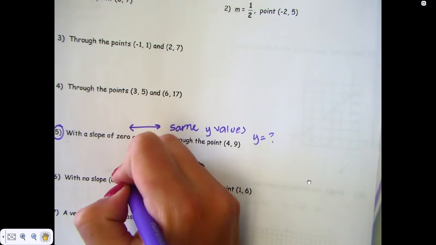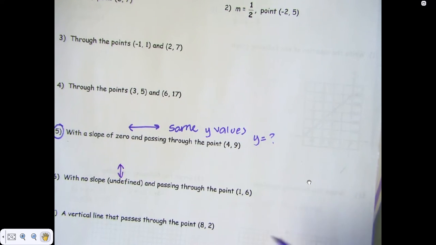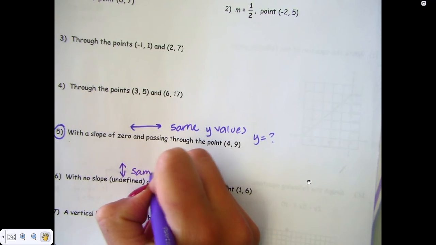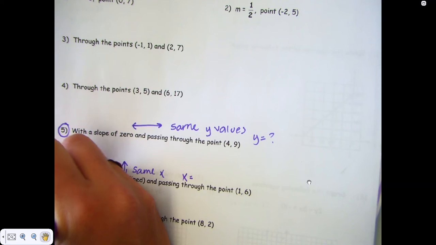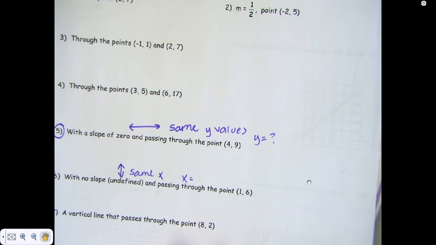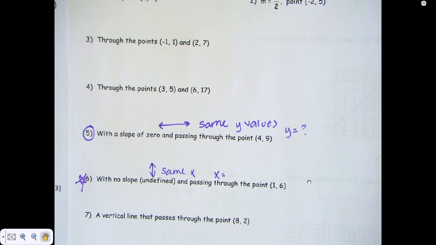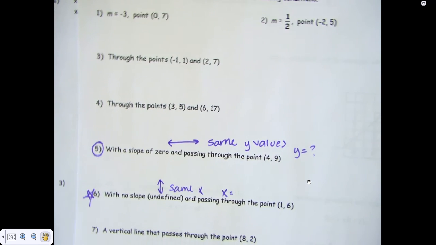With no slope, that's a vertical line, okay? And those all have the same x values. So you'll have x equals something. This is the type of line that doesn't follow any of the rules. It's not a function. It doesn't have the same form, y equals mx plus b. So you have to be careful of that. The other ones are pretty self-explanatory, and you can definitely find them in your notes, so please take a look at those to do the rest of this worksheet.